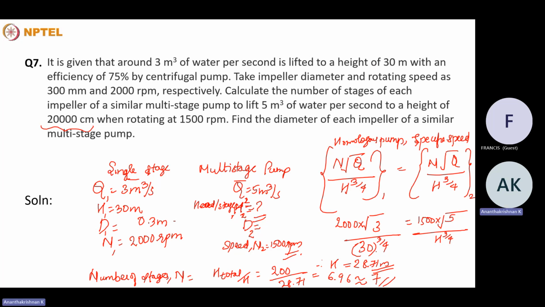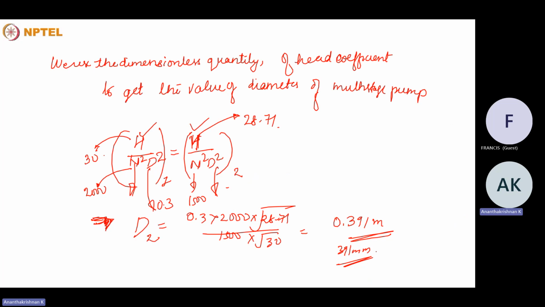And since we have the head available right now, and the problem given in this question has all the other parameters mentioned, we can calculate the diameter using the dimensionless head coefficient. The dimensionless head coefficient states that for similar pumps, this dimensionless quantity will remain a constant. The dimensionless quantity is h divided by n squared into d squared. Using this value, we can calculate the diameter of the individual pump in the multi-stage case.